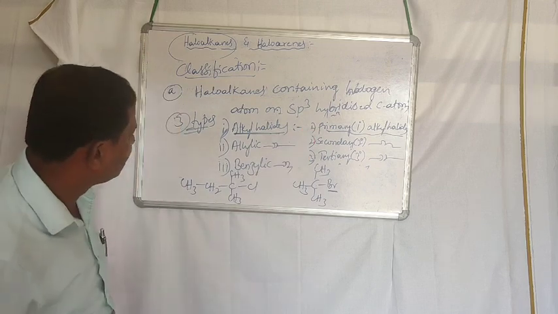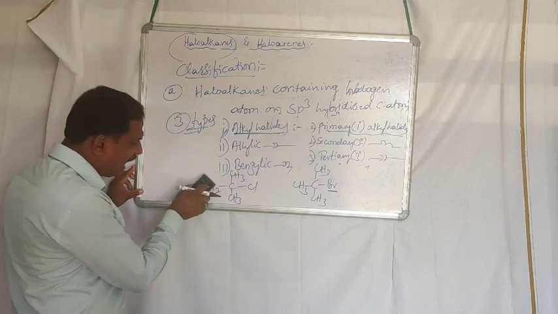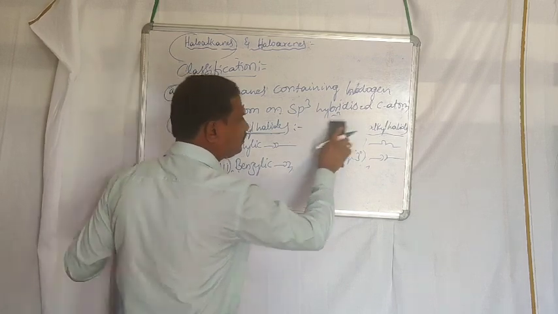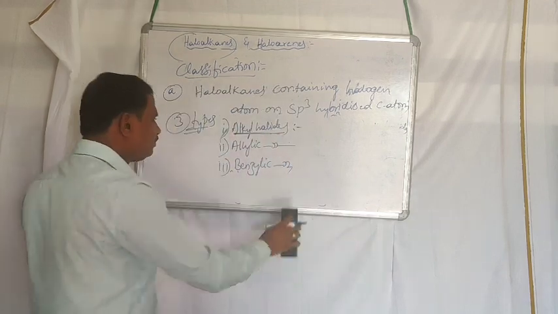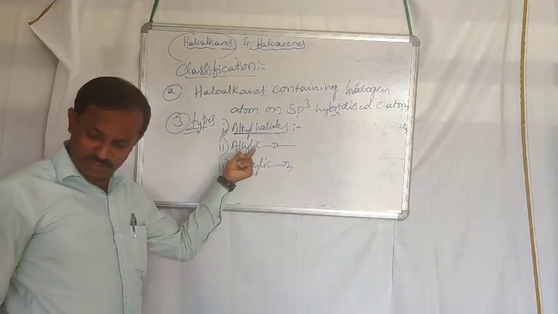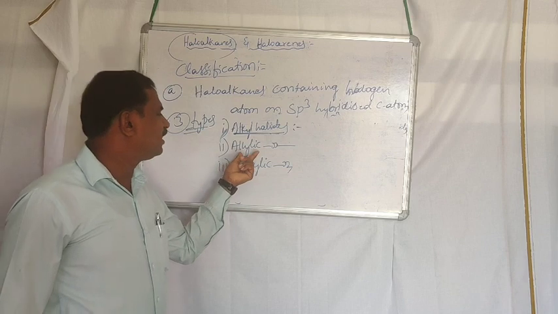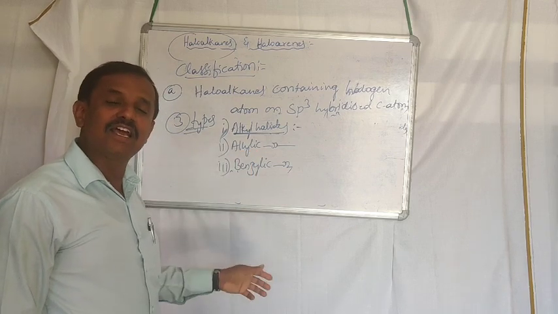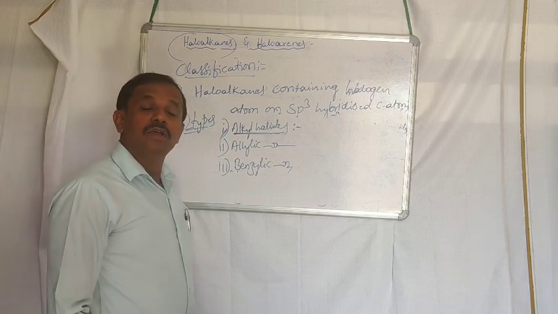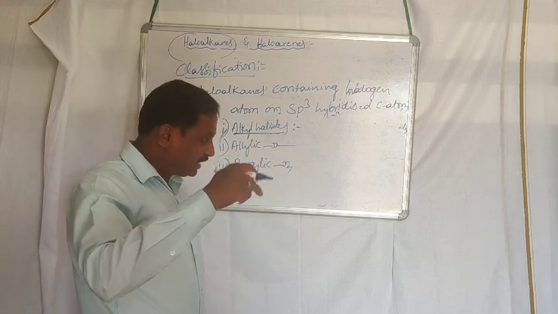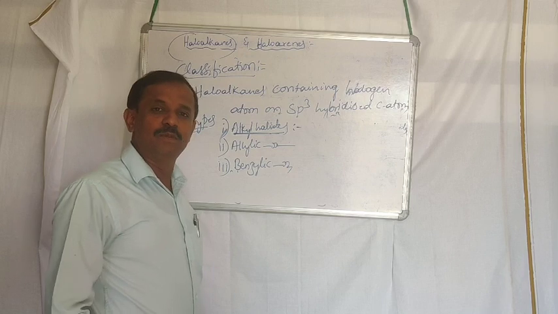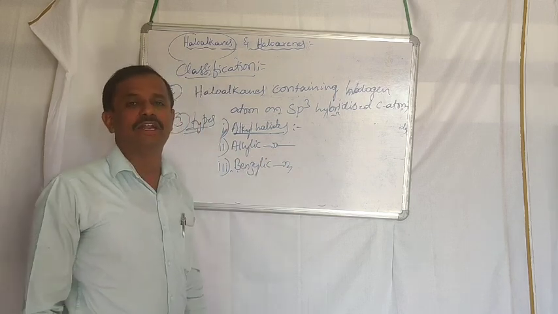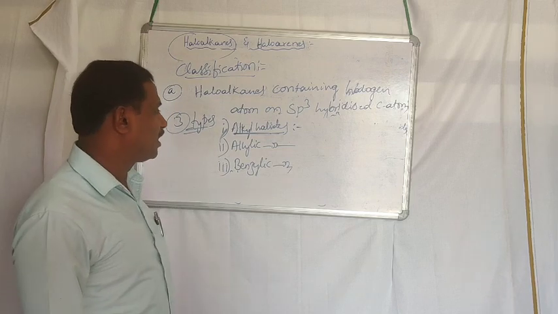Next, we will discuss another one, allylic halides. Very simple. These are the compounds in which the halogen atom is attached to an allylic carbon atom. An allylic carbon atom means the sp3 hybridized carbon atom adjacent to a double bond carbon atom.